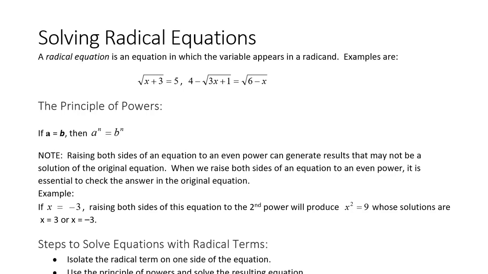In this section, we're going to look at solving radical equations. A radical equation is an equation in which the variable appears in a radicand. Some examples would be the square root of x plus 3 equals 5, 4 minus the square root of 3x plus 1 equals the square root of 6 minus x.